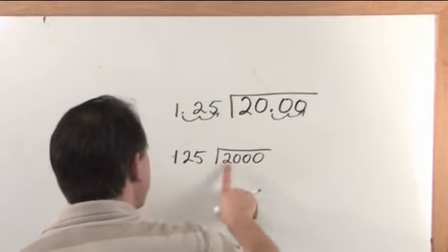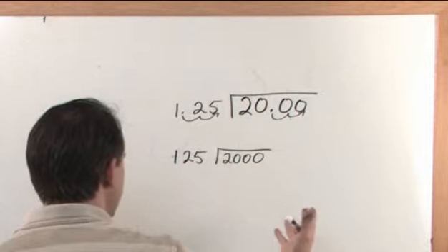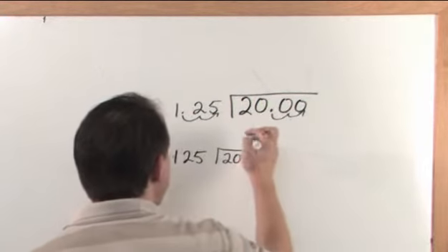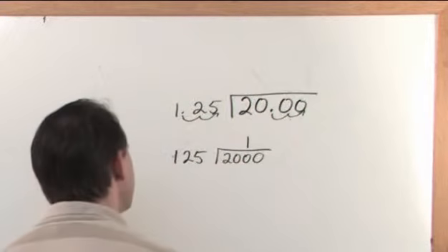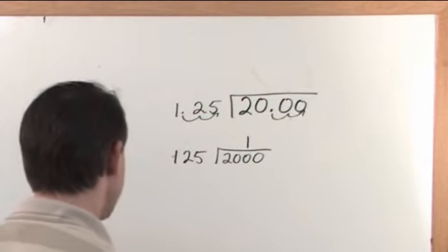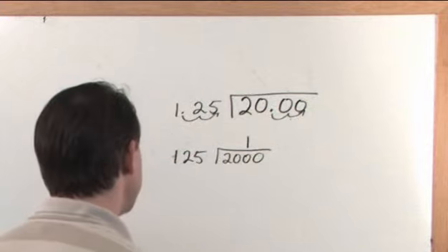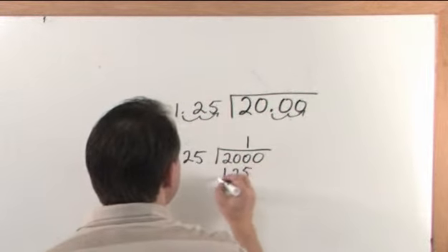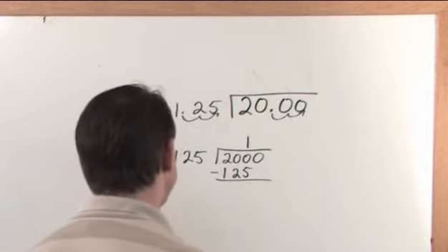How many times will it go into 20? Again, it's not going to go in at all. How many times can 125 go into 200? I think you'll all agree it goes 1 time, okay? Because if you try to go 2 times, it's going to be 250. That's too big. So 1 times 125 is 125, and then you subtract.